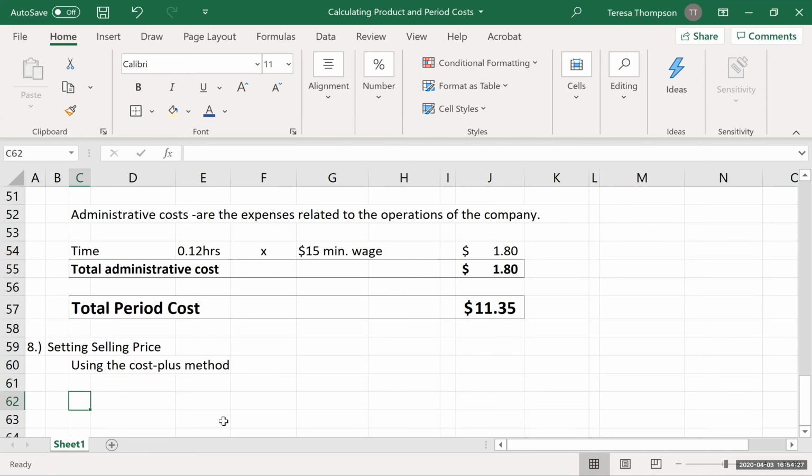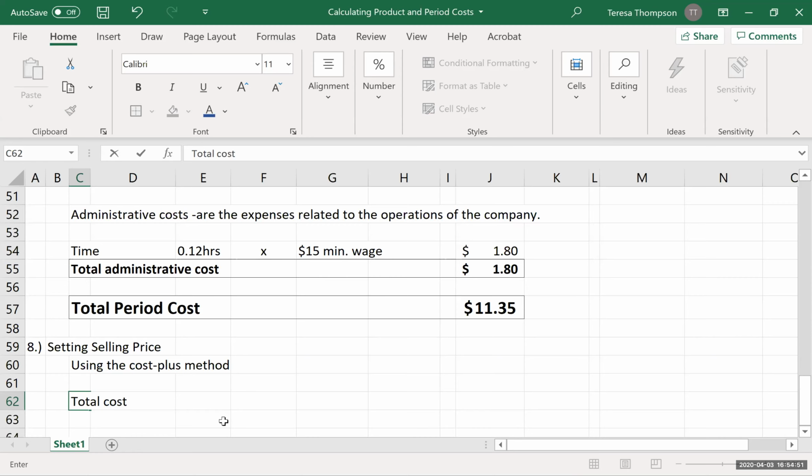There are different pricing methods out there for when a company decides to set its sales price to its customers. Unfortunately, your book just talks about internal price setting. So we're just going to use the easiest of the external pricing methods, which is the cost plus method, which basically you just take the total cost of your product.